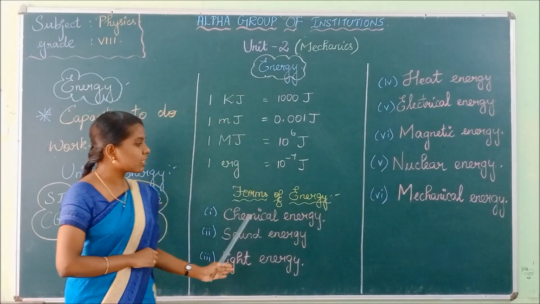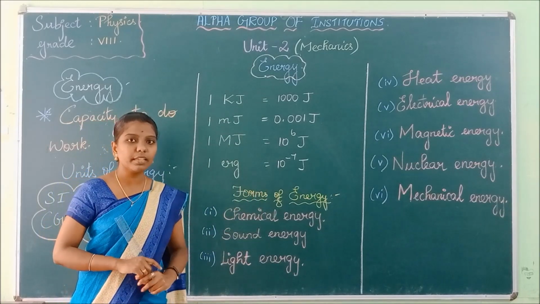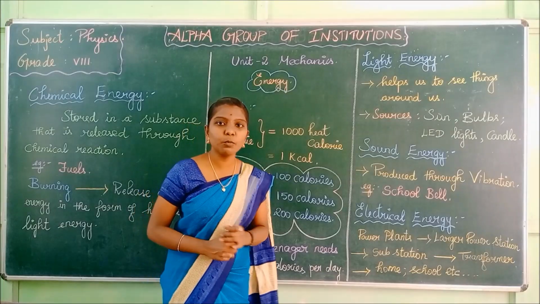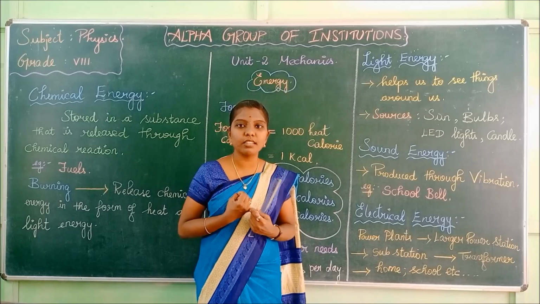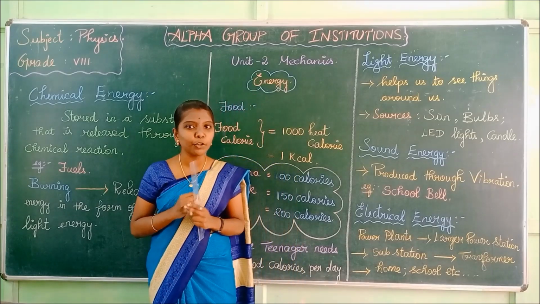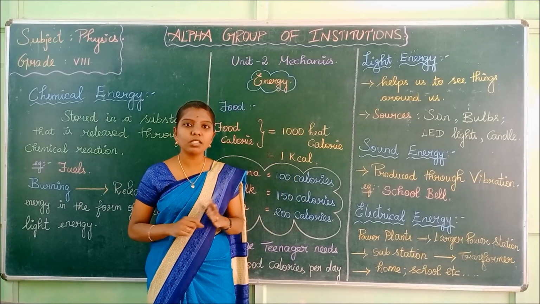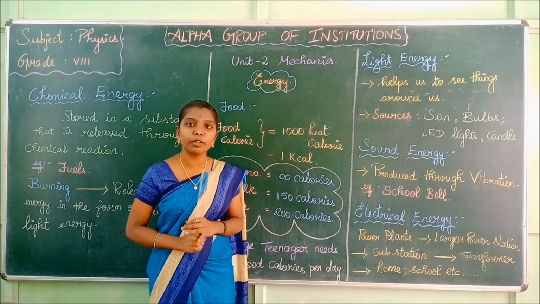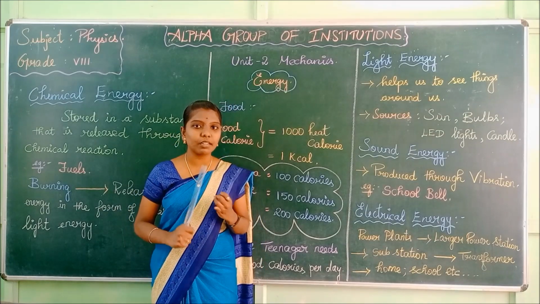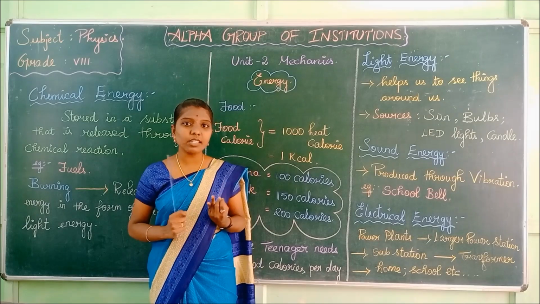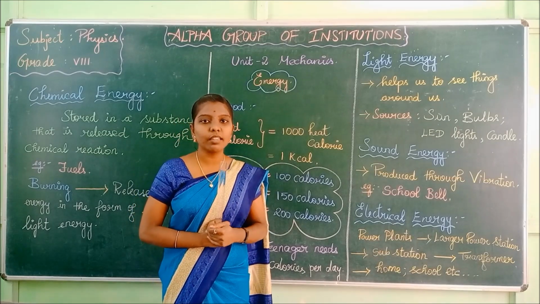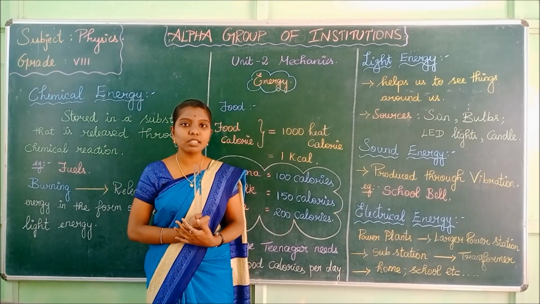Now we are going to discuss these forms of energy in detail. We have seen what is energy. Energy is nothing but a capacity to do work. And we have seen what is the SI unit of energy. SI unit of energy is joule. In CGS system, the unit of energy is Erg.